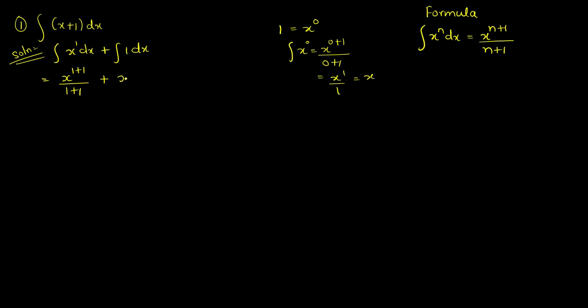So I can write here the integration is x. And since this is an indefinite integral where no bounds or limits have been mentioned, we have to add the constant of integration, that is c. So the answer here is x power 2 divided by 2 plus x plus c.